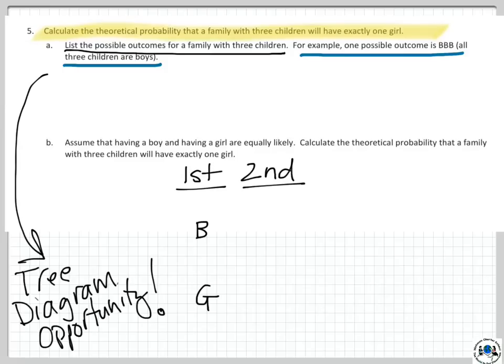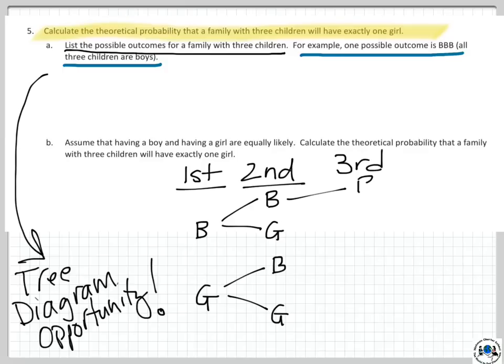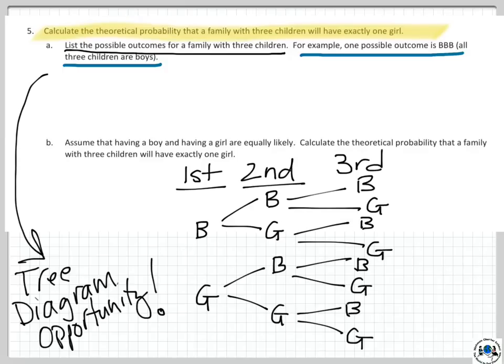So I went ahead and made my tree diagram. First birth could be boy or girl. Second birth, we continue our tree on: boy-boy, boy-girl, or girl-boy, girl-girl. And then third, of course, we just extend our branches out, branching off each boy and girl with another boy-girl scenario, and there we go.